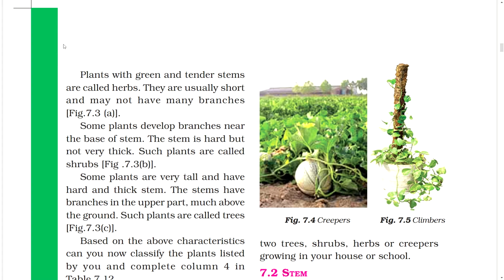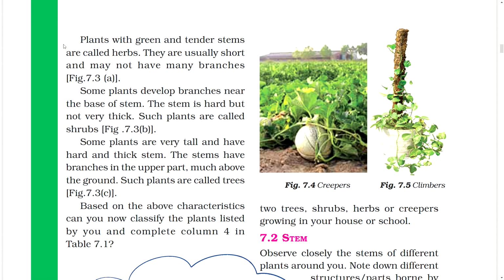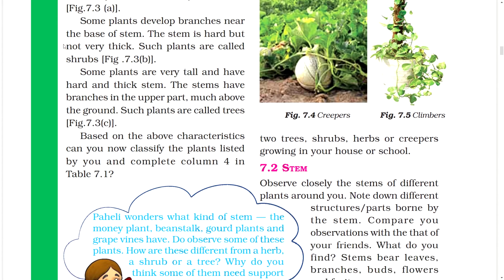Some plants are very tall and have hard and thick stem. The stems have branches in the upper part, much above the ground. Such plants are called trees. Based on the above characteristics, can you now classify the plants listed by you and complete column 4 in the table?